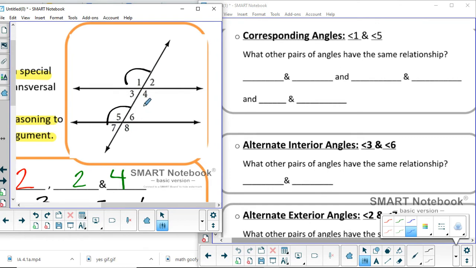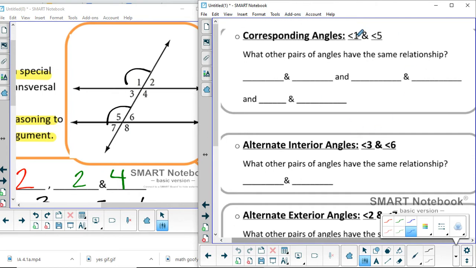And here. And those are called corresponding angles. That's because they're in the same position where the line that's horizontal is getting cut by the transversal. They're both in that upper left-hand corner. So over here it says corresponding angles are 1 and 5. What other pairs of angles have that same relationship?